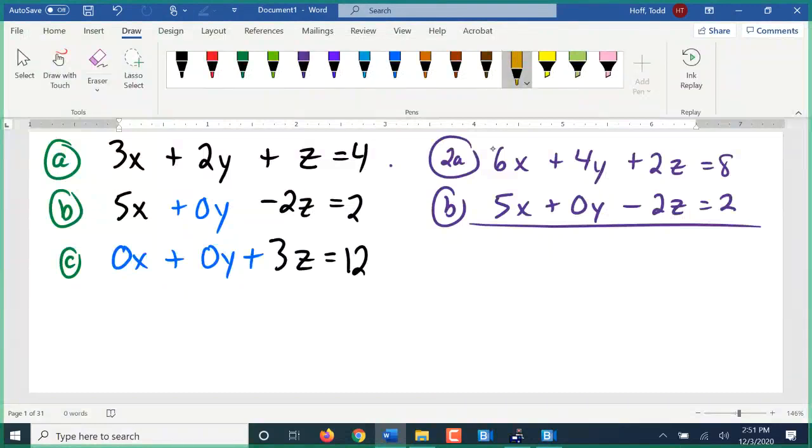I add those: 6x and 5x is 11x. 4y and 0y is 4y. Positive 2z and negative 2z cancels out, equals 10. So there's a two-variable equation.